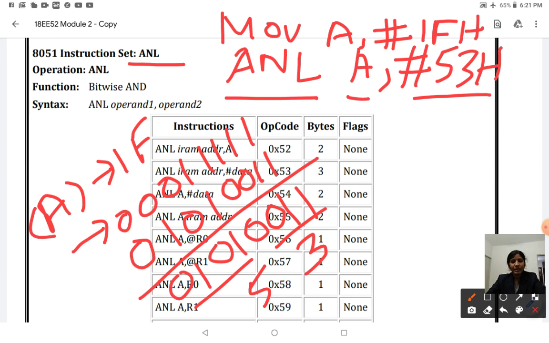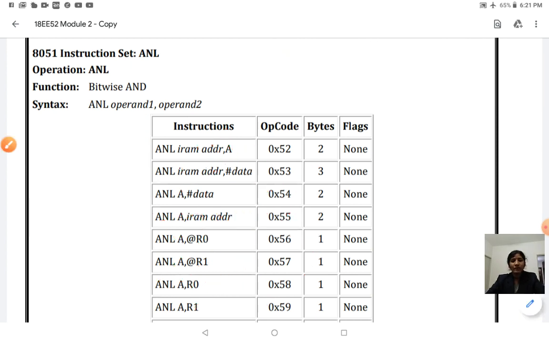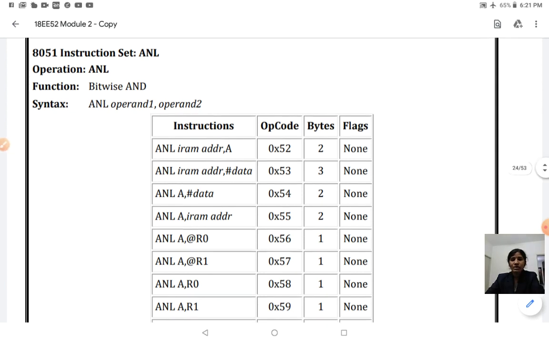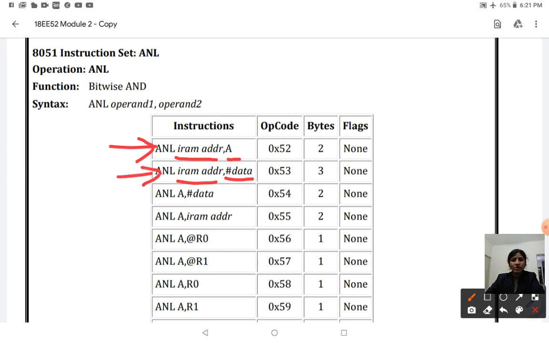This can be done with the immediate addressing mode, direct addressing mode, or indirect addressing mode. The first one shows ANL item address comma accumulator: whatever data you have inside this address is logically ANDed with the accumulator content. Same here, you have item address with immediate data. In ANL A comma hash data you are using immediate addressing mode, and these two instructions are meant for indirect addressing mode. Next is register addressing mode: whatever data you have in registers R0 and R1 is directly ANDed with the accumulator content. We'll discuss this in detail with examples.